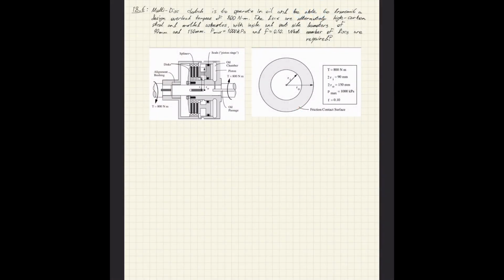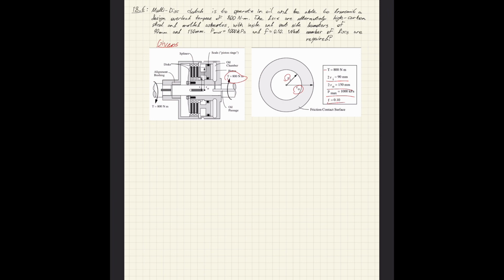All right, next, let's look at a question that we'll commonly see in this course and that we might have to solve. So in this question, it says a multi-disc clutch is to operate in oil and be able to transmit a design overload torque of 800 Newton meters. The discs are alternately high carbon steel and molded asbestos with inside and outside diameters of 90 millimeters and 150 millimeters. Our Pmax is 1,000 kilopascals and our friction is 0.1. How many numbers of discs are required?